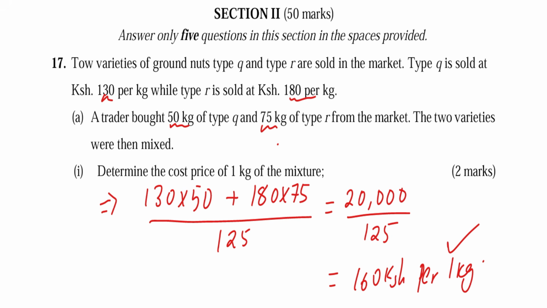So you took the price of type Q and multiplied it by the total kgs of type Q, which gives you something like this, and then you took the price of type R and multiplied it by the total kgs of type R, and then add both of them and divide by the total kgs. Very simple. It's not that hard.